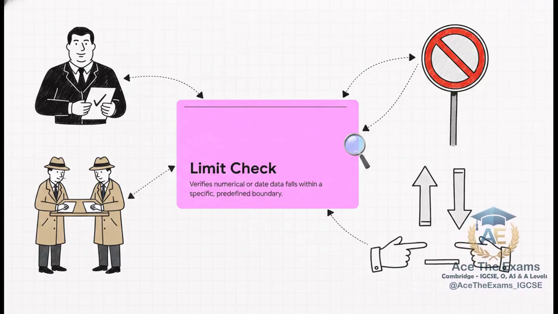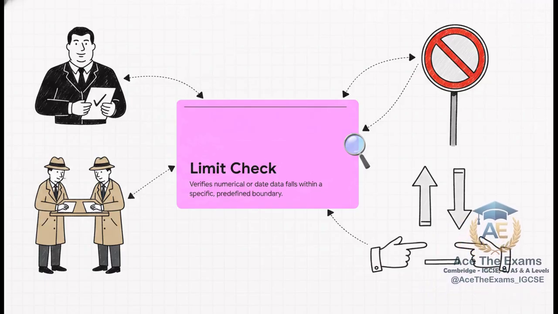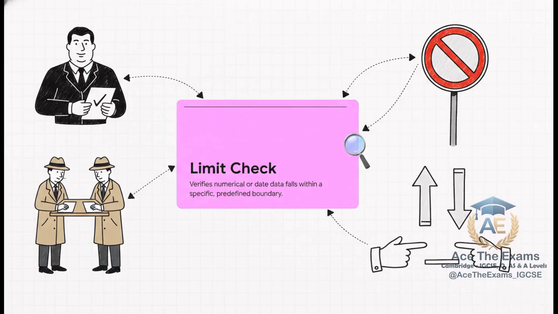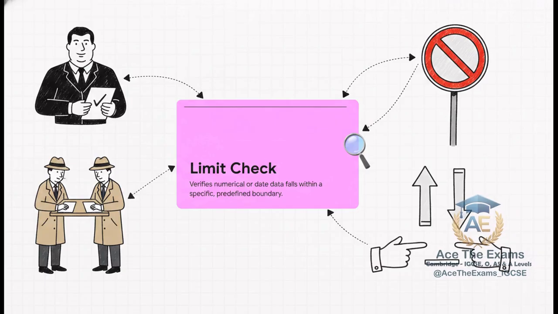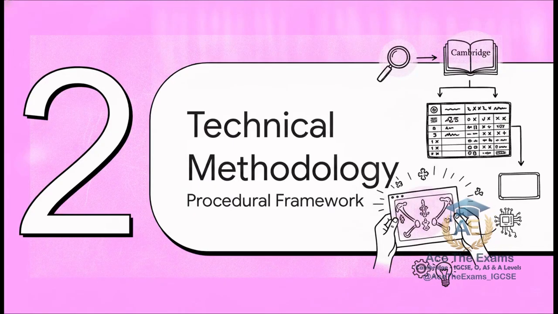The bouncer with the list, the detectives comparing stories, the speed sign setting a boundary. Lookup, consistency, limit. Lock that visual in your brain right now. You'll thank me later. Section 2, Technical Methodology. Let's move on and see how this builds our procedural framework.